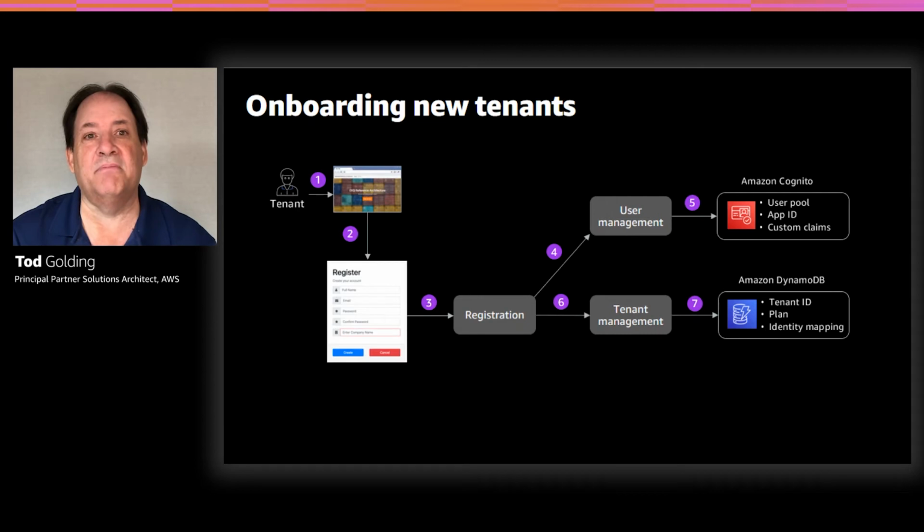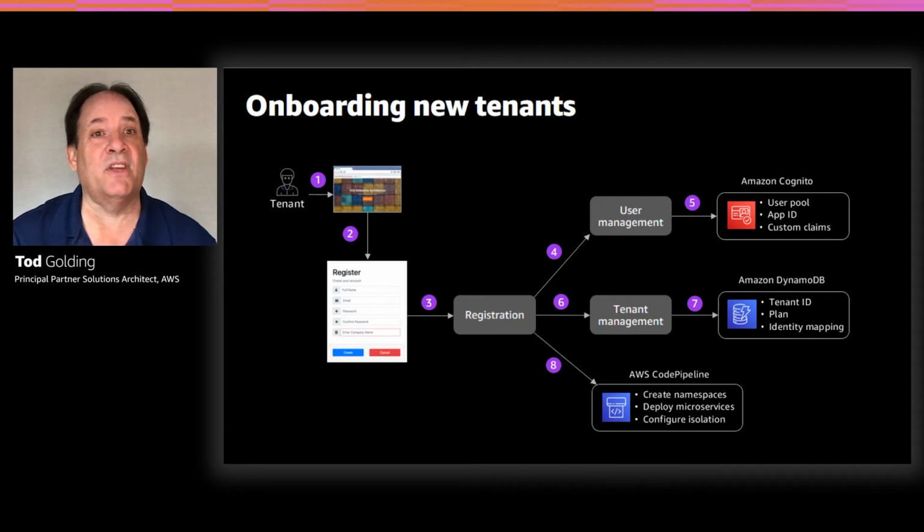So this gets a tenant and a user into the system, but we also have to go provision those namespaces we talked about earlier. So here we go out and we actually orchestrate the creation of a namespace, the setup and the deployment of the microservices, and the configuration of any isolation policies. And when this is all done, you essentially have everything you need to get a tenant introduced into your environment.